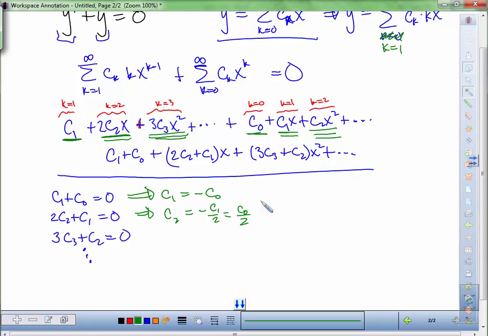So something interesting is happening here. Let's do it one more time. C3 is equal to negative C2 divided by 3. Oh, but what's C2 equal to? C2 is equal to negative C1 over 2. Oh, let's just say it's C naught over 2. So this is negative C naught over 3 times 2, or over 6. Should we put 6? Now let's put 3 times 2.